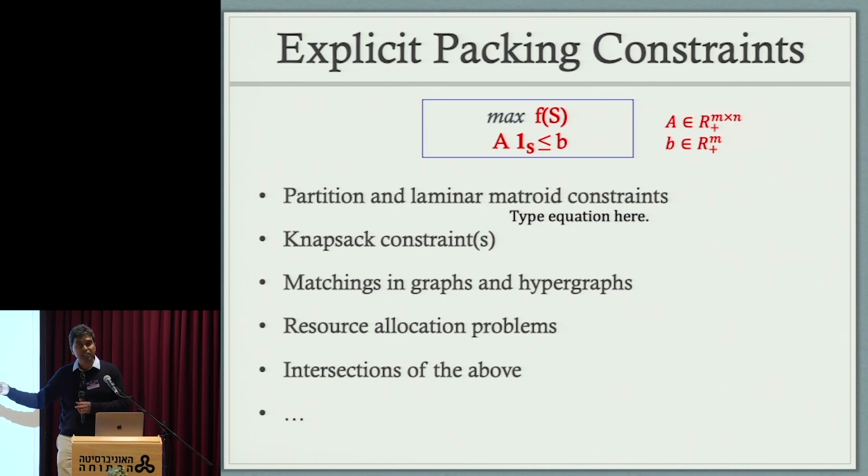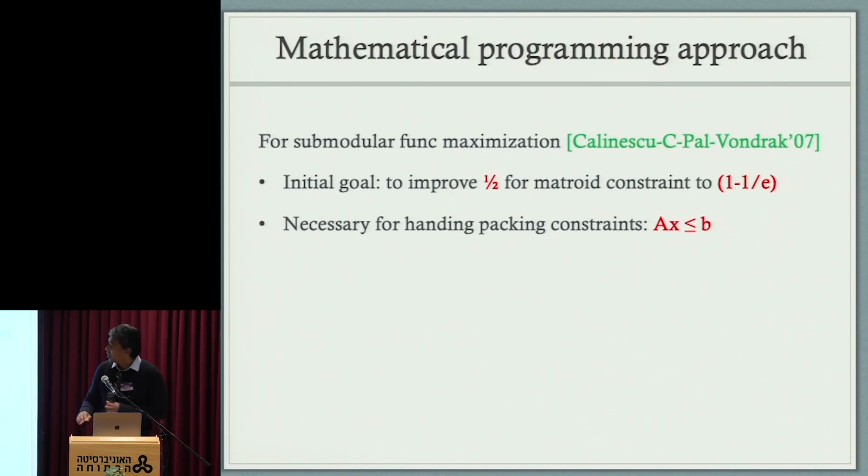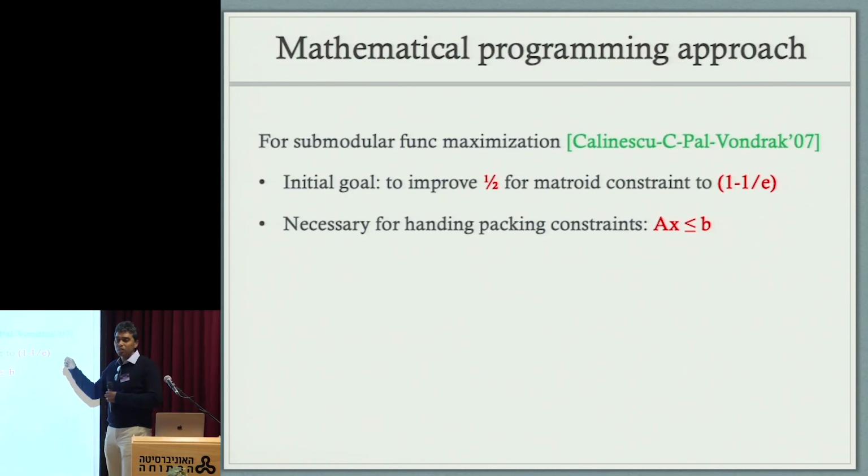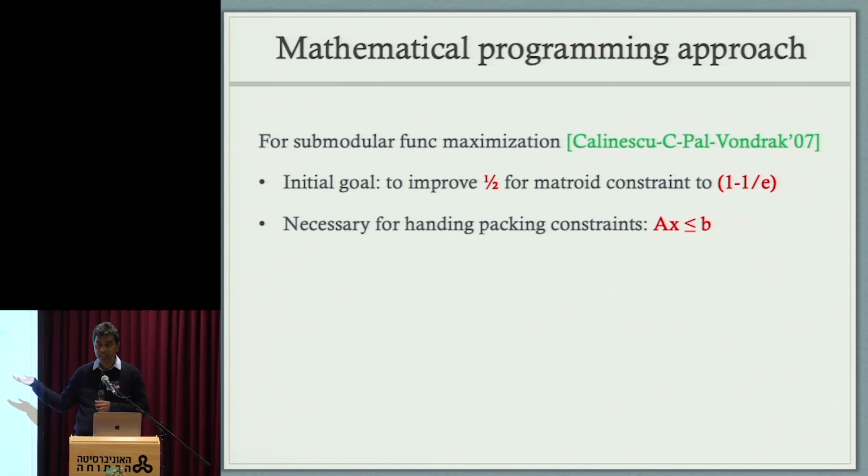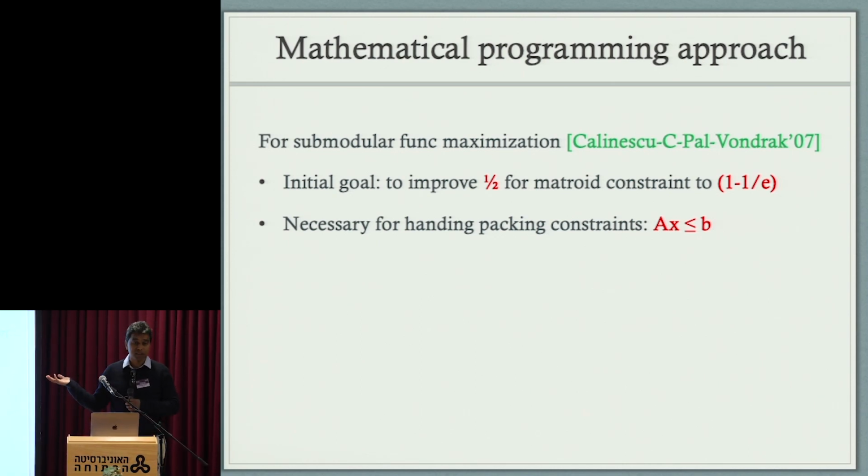Even when the function is modular, the only way to solve this general class of problems is via essentially linear programming relaxations. It's not very easy to do combinatorial approaches directly because the class of constraints is pretty rich. It involves numbers and not just combinatorial constraints like matchings and so on. So traditional approaches based on greedy algorithms and local search are not quite directly suitable for this rich class of problems. And so for this, the mathematical programming approach for submodular function maximization turned out to be the necessary tool to attack this problem.